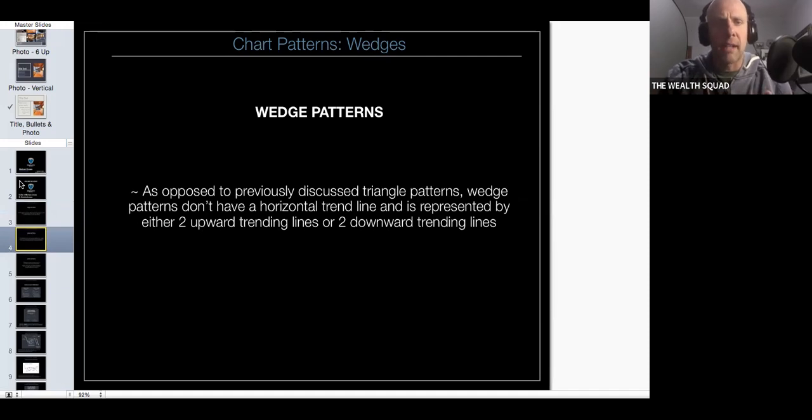With the wedge patterns, as opposed to the previously discussed triangle patterns from my previous lessons, the wedge patterns don't have a horizontal trend line the way the triangle patterns do. It's sort of neutral in a sense, and symmetrical, and it's represented by either two upward trending lines or two downward trending lines. That's it.